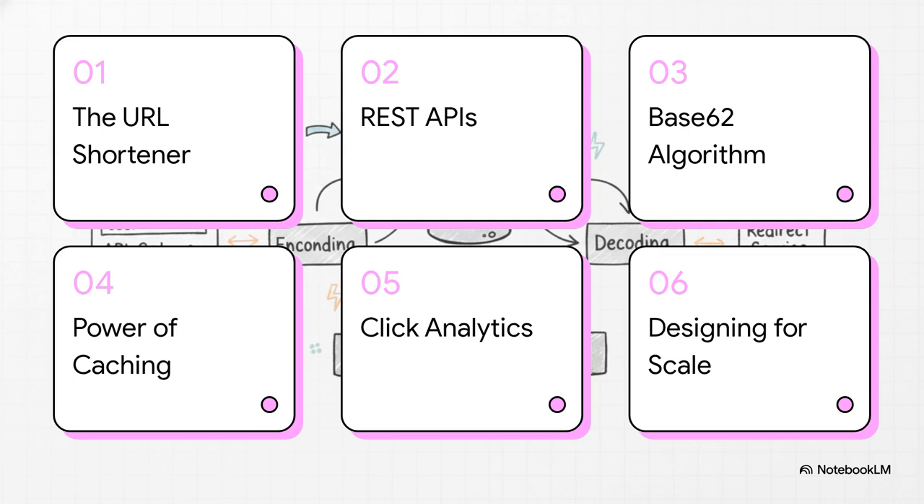Here is our roadmap for today. We'll start with the URL shortener unveiled, then look at REST APIs as the messengers, the base 62 shortening algorithm, the power of caching, click analytics, and finally, designing for scale.